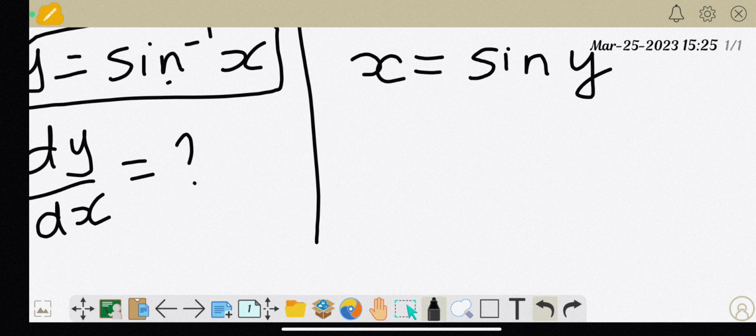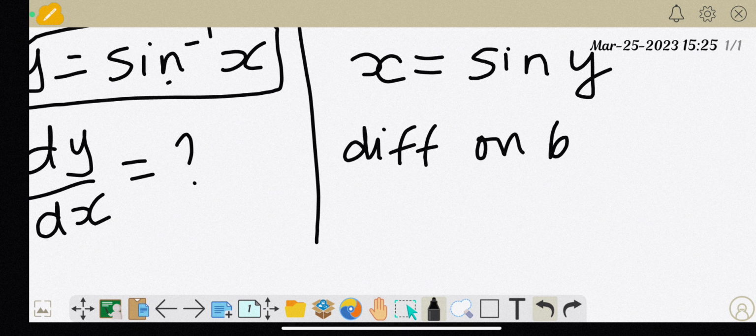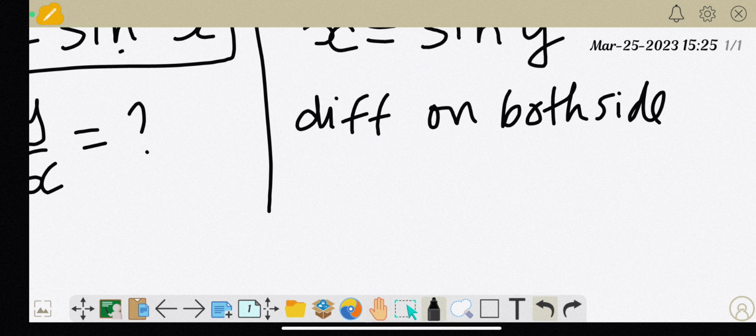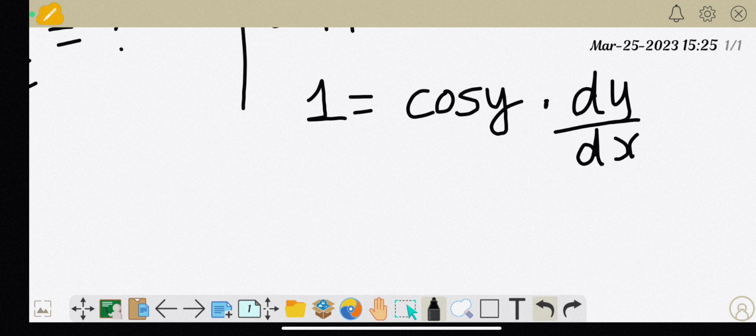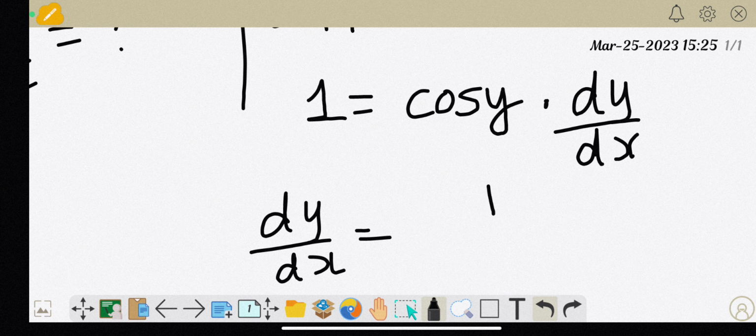Now what you do is differentiate on both sides. So what will you get? Differentiation of x is 1. Differentiation of sine y is cos y, correct? But here, since it is a function of y, you have to write dy by dx. Okay. Now, next what we can do is dy by dx is equal to 1 by cos y.